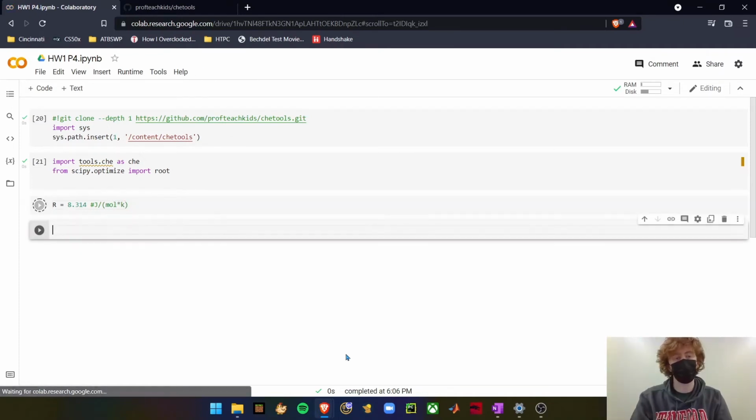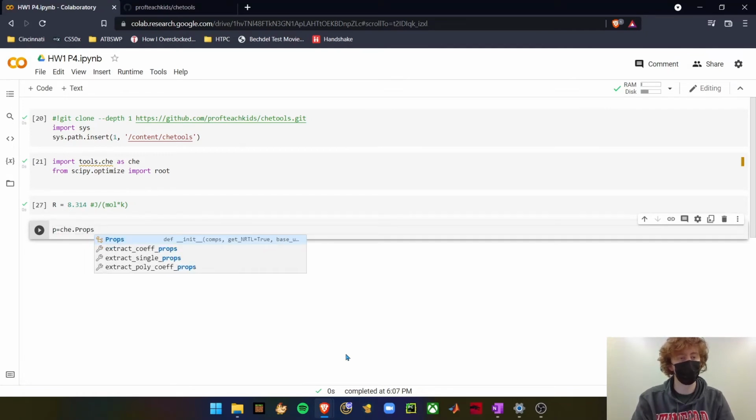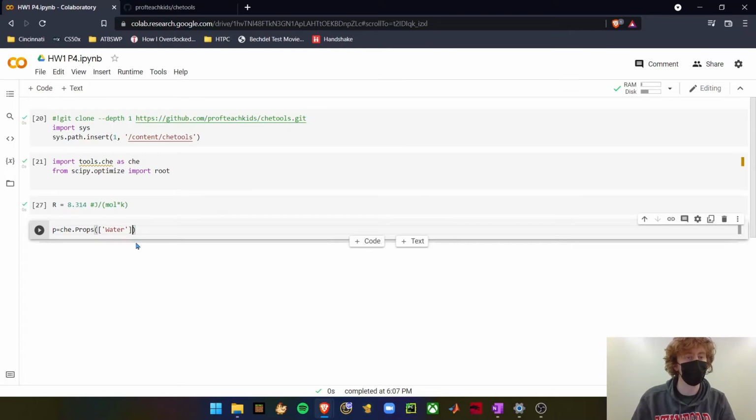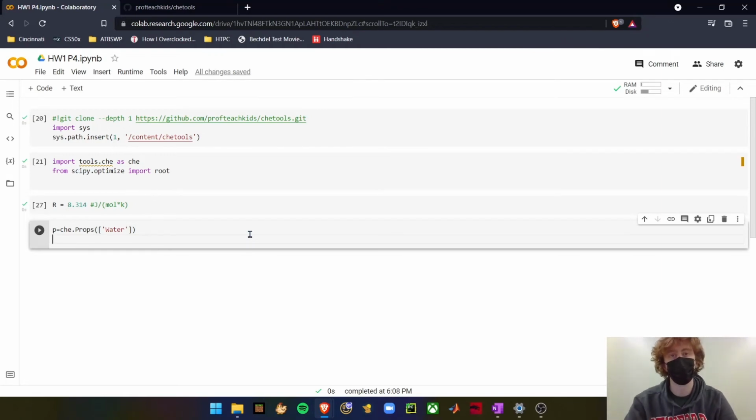So from here, we can set P equal to che.props. Props is a class of an object, and we are going to instantiate water. And all this means is that we're specifying we want to work with the functions and formulas associated with water. Go ahead and check that. Looks good. So here we can start setting some of our knowns.